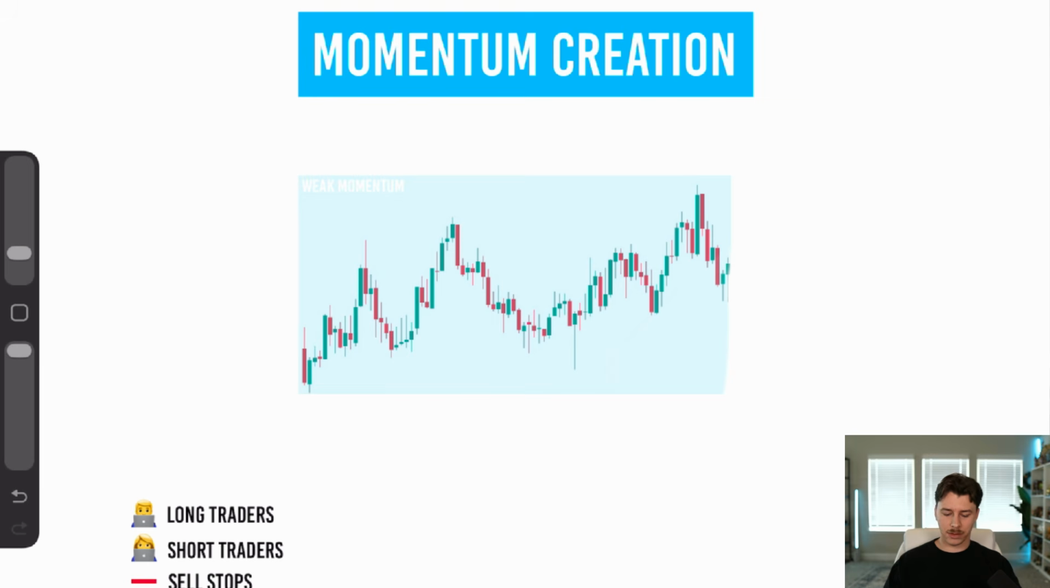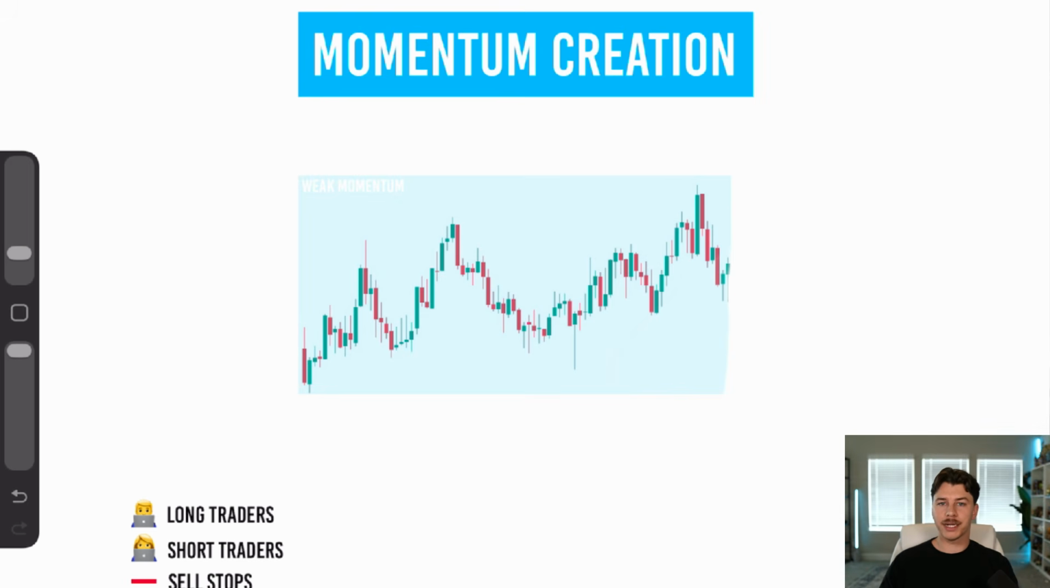We need to understand that context so that we can actually be confident in taking trades, right? So right here we have a level of weak momentum. Price is, once again, small candle bodies, large wicks. Not super directional. It's not trending.